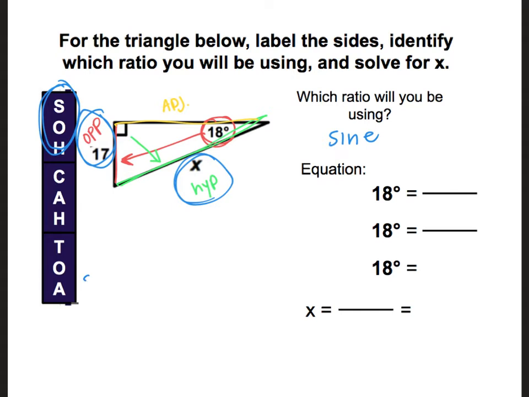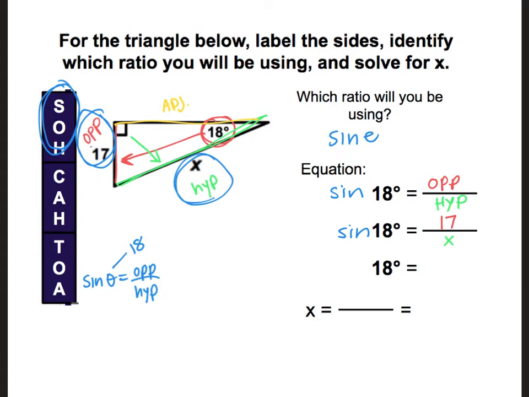Again, when I set this up, remember you do sine of theta equals opposite, because O is first, over hypotenuse. Theta is just your angle measure, so it's eventually going to equal 18. So if I set up my equation, we have sine of 18 equals my opposite over my hypotenuse. My opposite side is 17, and then my hypotenuse is x.